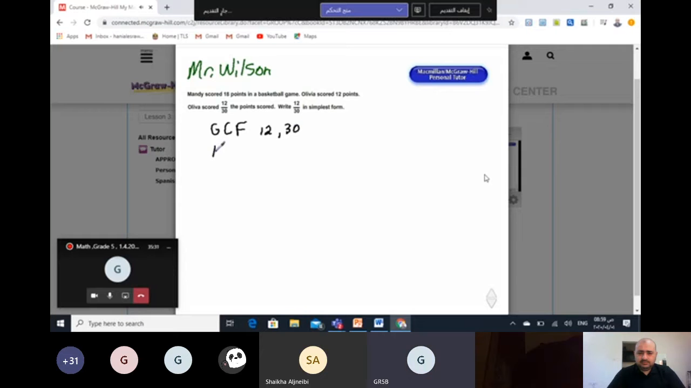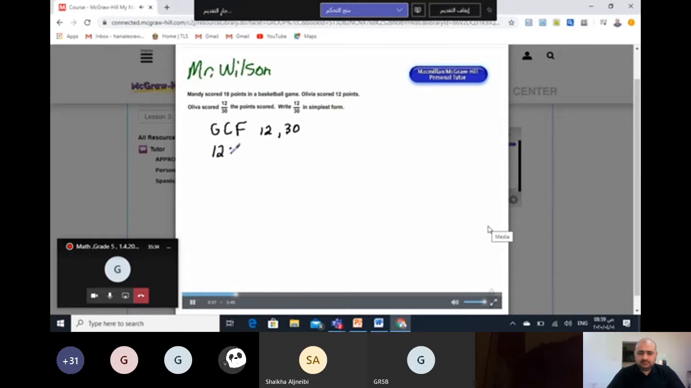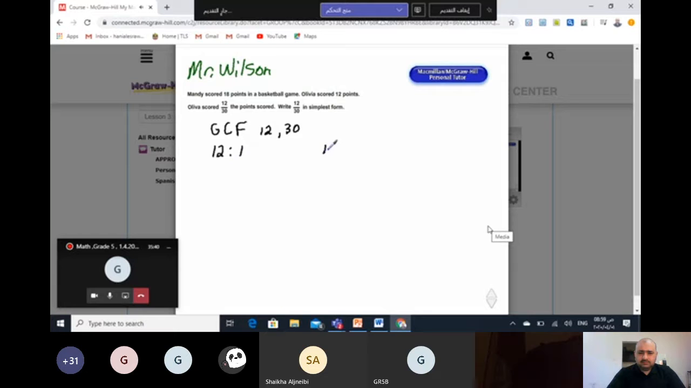The factors of 12 are 1 and 12, 2 and 6, and 3 and 4. Those are our factors for the number 12.